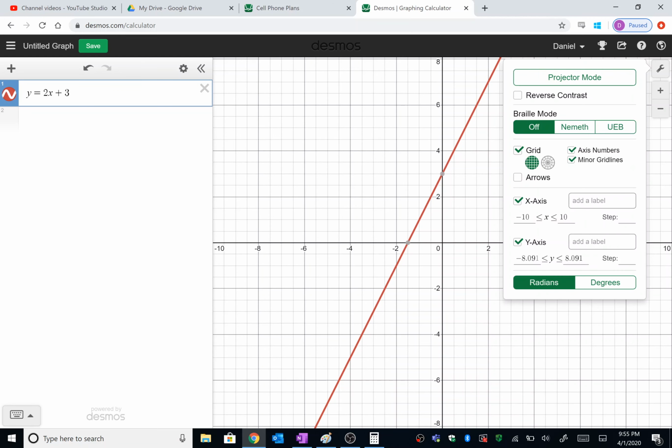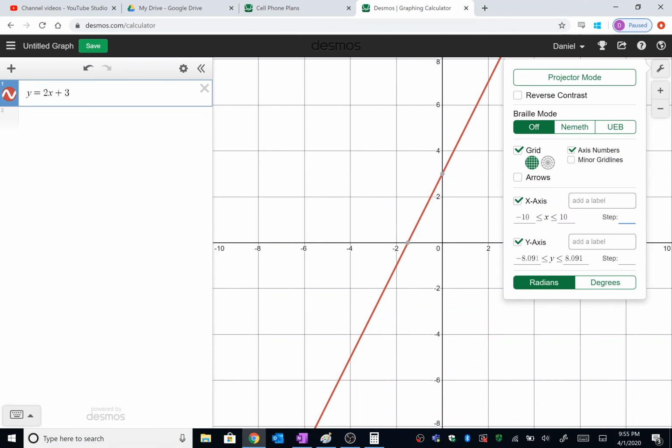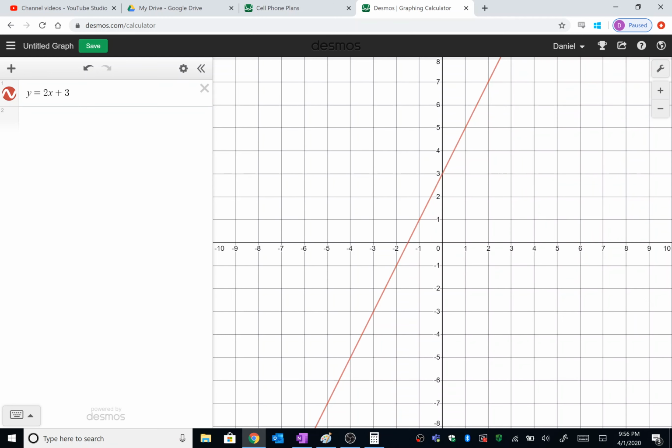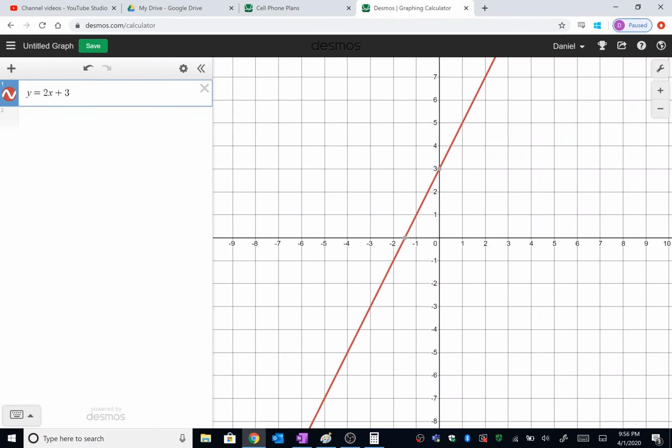And in this case, because the lines I was looking at were counting by 2s, it made it a little harder to see, so let me change to 1s real quick. And now you can see I have a point at 0, 3 and a point up here at 1, 5, right? 2 up and 1 over based on that slope. So Desmos is a really good way to kind of check yourself on stuff like that.